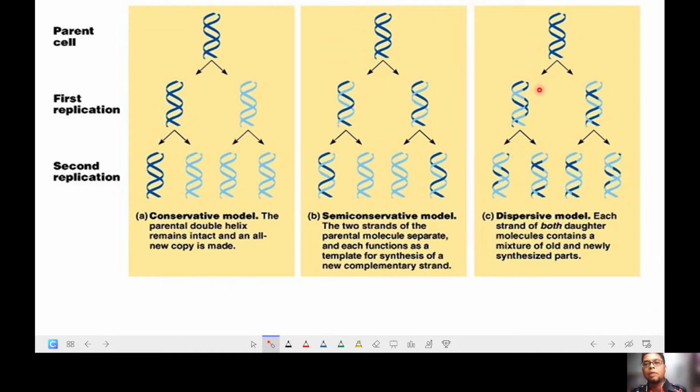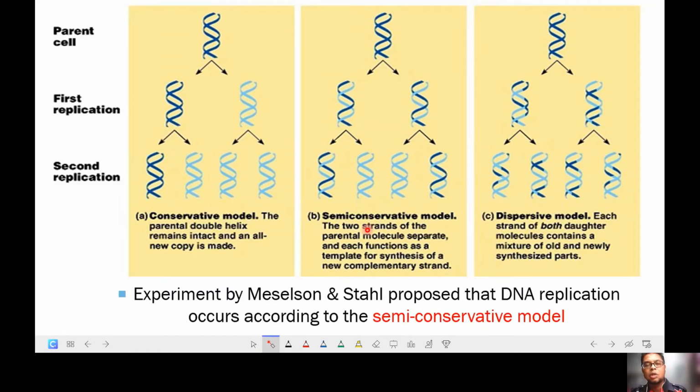So which one of these three will be the best one to describe the process of DNA replication? There was one experiment which was done by Meselson and Stahl, which proposed that DNA replication occurs according to the semi-conservative model. And so, for our next discussion, we will follow the semi-conservative model to explain how the DNA replication procedure occurs.